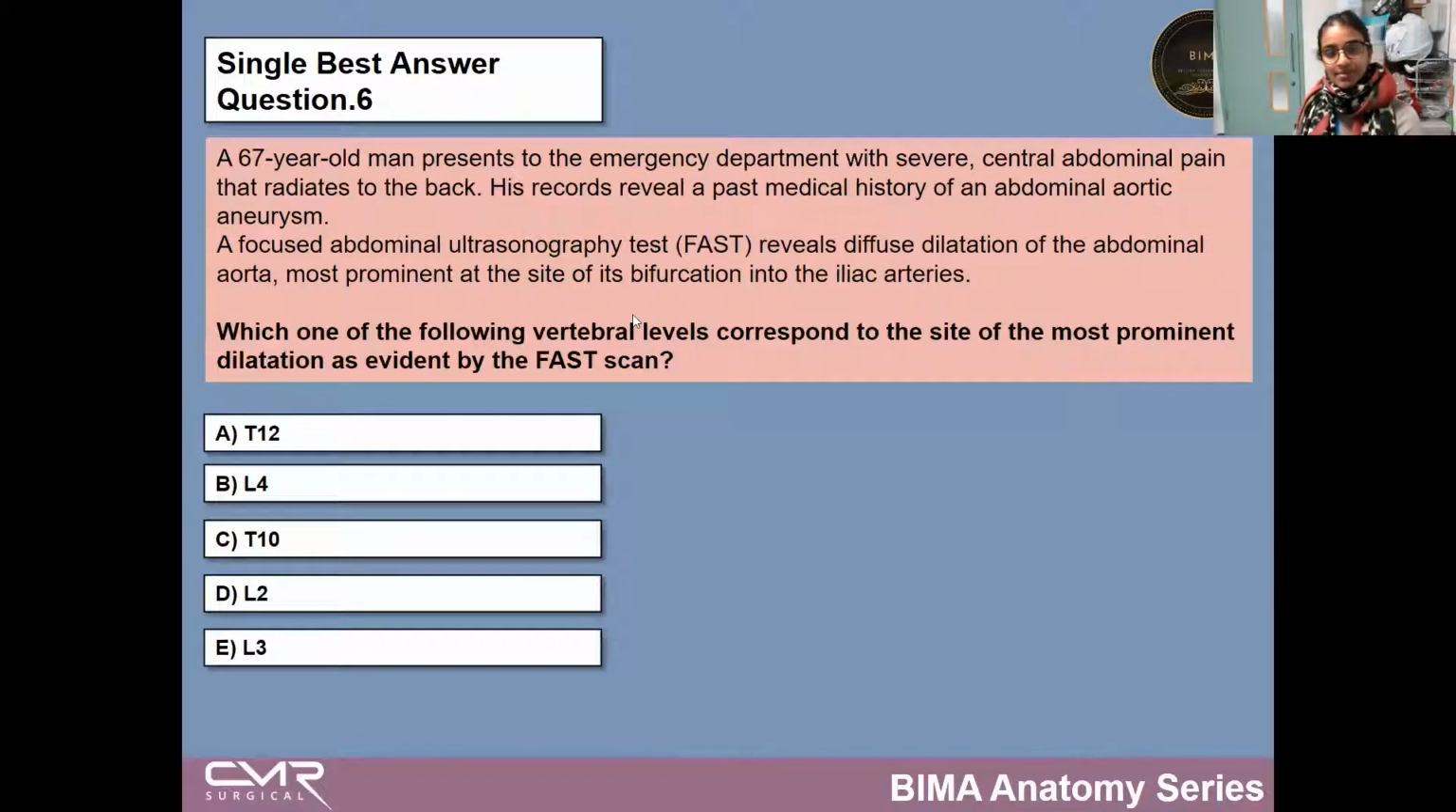Now, a 67-year-old man presents to ED with severe central abdominal pain radiating to the back. His records reveal a past medical history of an abdominal aortic aneurysm. A focused abdominal ultrasound test reveals diffuse dilatation of the abdominal aorta, most prominent at the site of its bifurcation. Which one of the following vertebral levels corresponds to the site of the most prominent dilatation as evident by the FAST scan? So what level does the aorta bifurcate into your common iliacs?